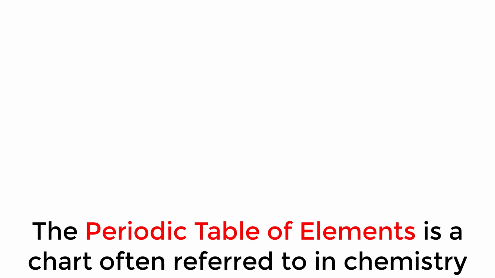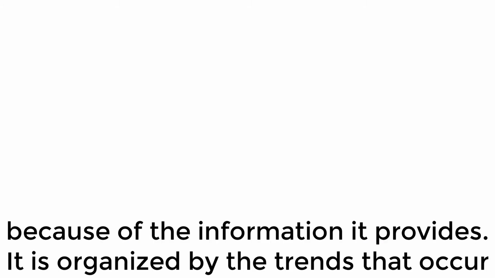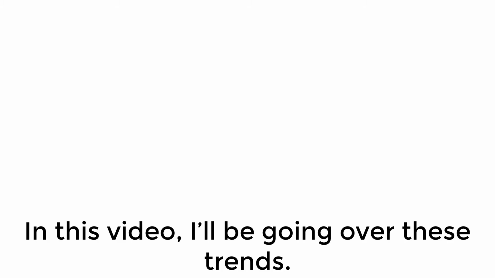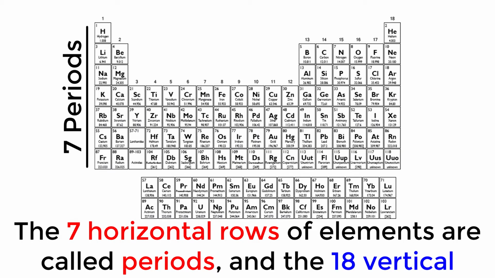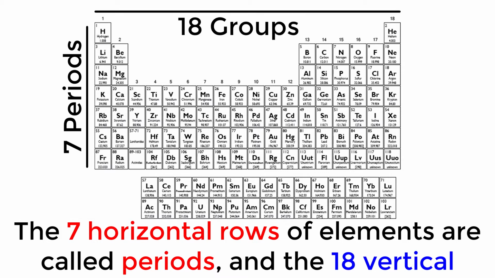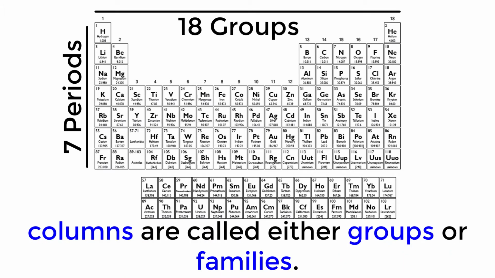The periodic table of elements is a chart often referred to in chemistry because of the information it provides. It is organized by the trends that occur among its elements. In this video, I'll be going over these trends. The 7 horizontal rows of elements are called periods, and the 18 vertical columns are called either groups or families.